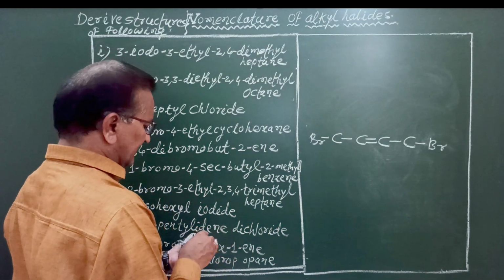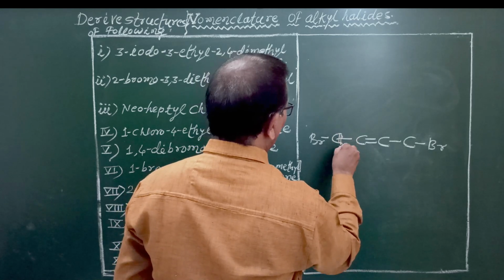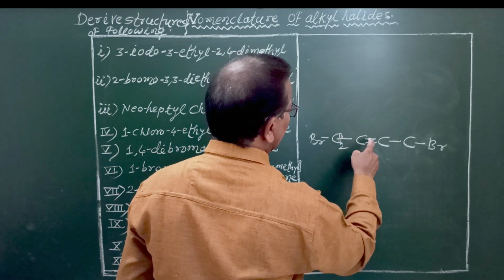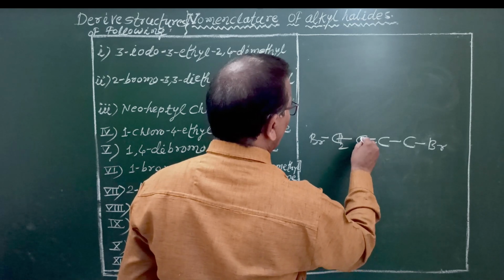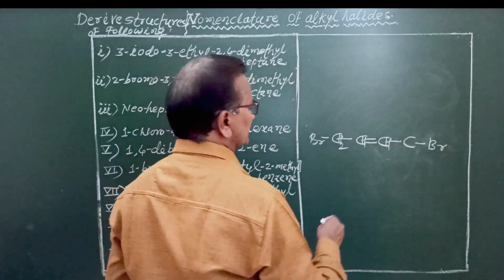And then the last step is joining of hydrogen atoms. Since 2 bonds are formed by this carbon atom, only 2 hydrogen atoms are required. 3 bonds are formed by this carbon atom: 1 is a single bond and 1 is a double bond. Therefore, only 1 hydrogen atom is required for this. Only 1 hydrogen atom is required for this carbon atom.